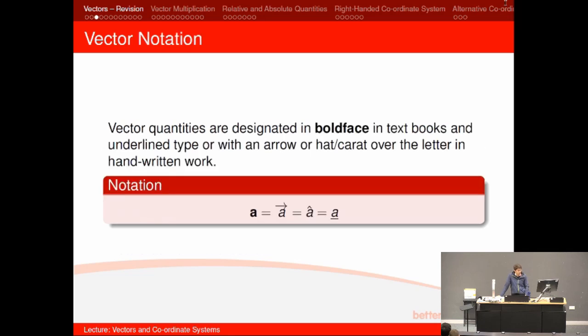Vector quantities are designated in boldface. There are different ways you can note them down. You can underline it, you can give it a little hat, or you can put an arrow over it. So there are different ways of notating a vector, just be aware of it.